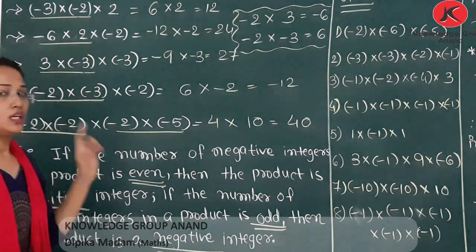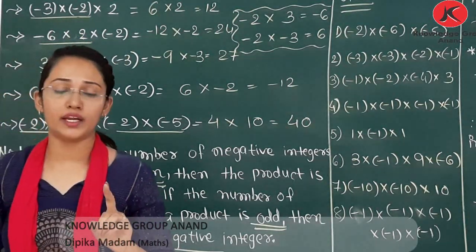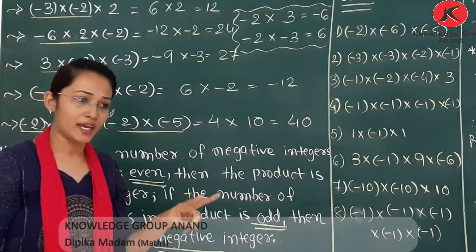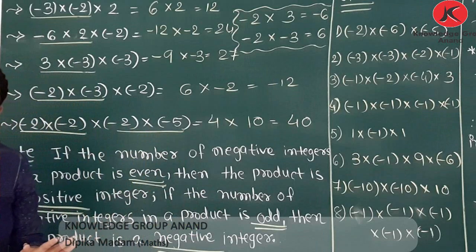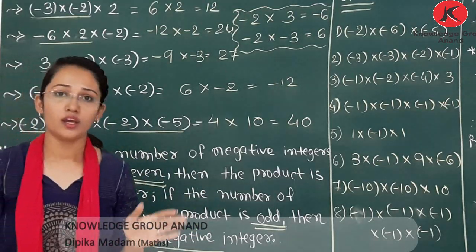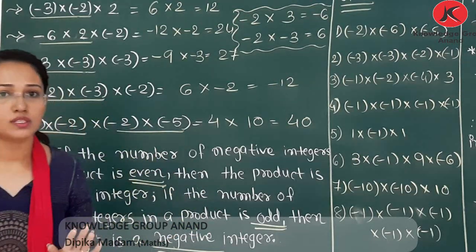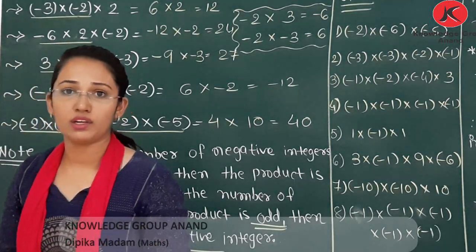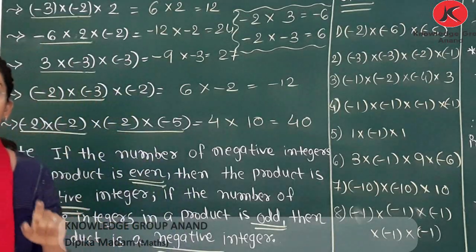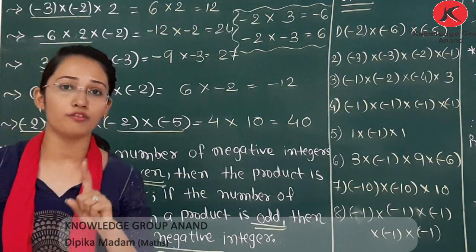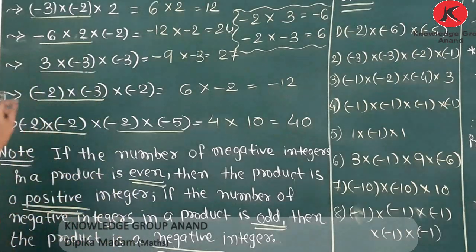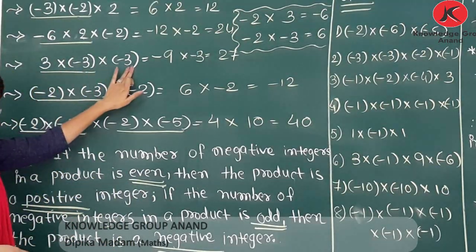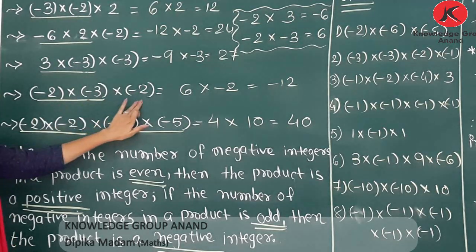Okay, again, if there is an even number of negative integers, whether 2 negative integers, or 4, or 8, then the answer is positive. If there are 1, 3, or 5 negative integers, then the answer is negative. Here I am counting the number of negative integers. Here you only count how many negative numbers there are. Here 2 negative integers, here 3 negative integers.